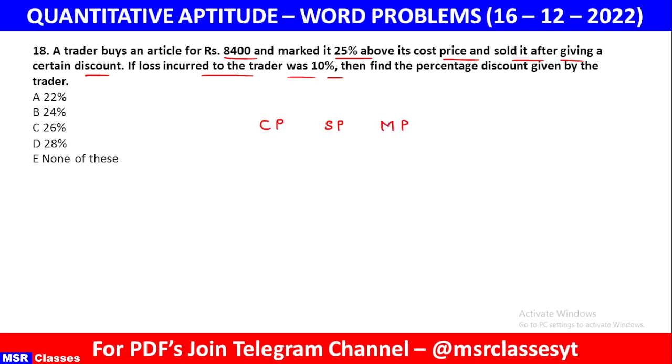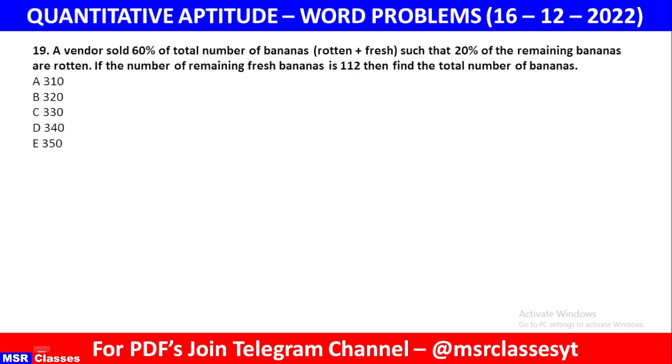Marked up by 25%, incurred a loss of 10%, then the discount percentage is: discount given 35 out of 125 into 100. 25 4 times, 25 5 times, 5 7 times, 7 4 times, 28% is the discount percentage. Option D is the correct answer for this question. Then next question.